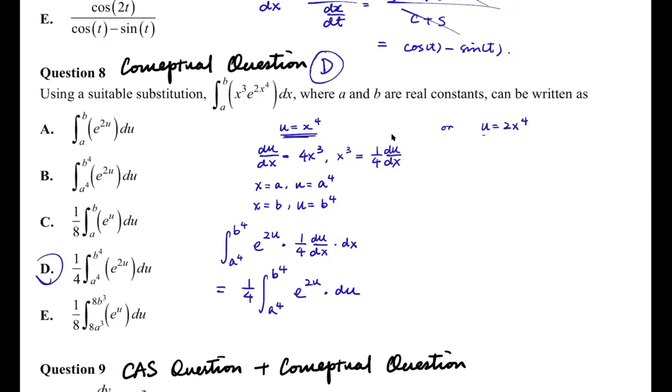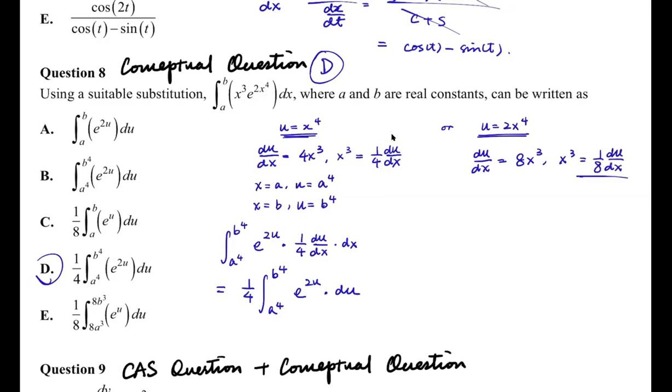What if we use u equals 2x to the power of 4? Then you should have du/dx equals 8x to the power of 3. This time, du/dx is 1/8. Hang on a second, the other way around, I'm sorry. x to the power of 3 is 1/8 du/dx.